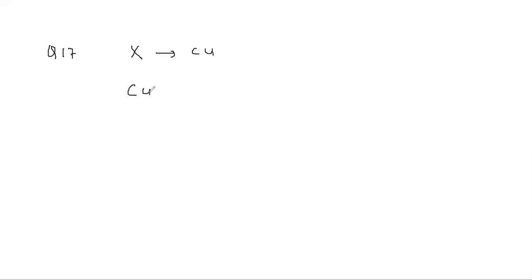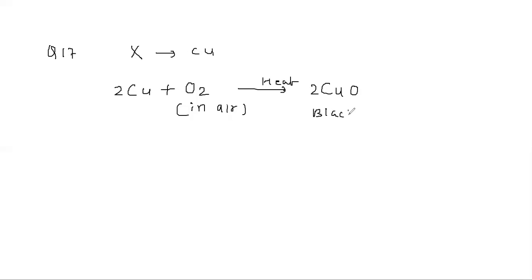So Cu plus O2, here we can write in air, then heat, it gives CuO. We can balance it by putting 2 here and 2 here also. Now this is a black color compound.